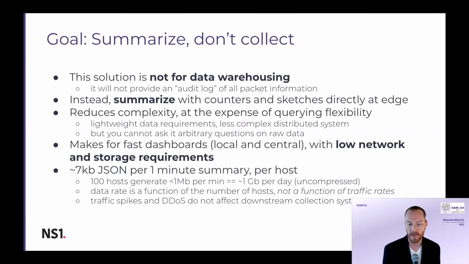And in terms of the actual data rates we're talking about, a single summary that we're exposing in JSON for a single node is something like 7 kilobytes of JSON uncompressed. And so if you imagine an edge network that had 100 hosts in it, you're only collecting something like 1 megabyte per minute, right? So call it a gigabyte a day, and that's uncompressed. And another really nice property of this system is that that data rate is not a function of the traffic rates. It's a function of the number of hosts, right? So even if you had 0 traffic on your network, this would be your data rate. And on the other hand, if you had a giant DDoS or a bunch of spikes, it's also your data rate, right? So I think that's a nice property.